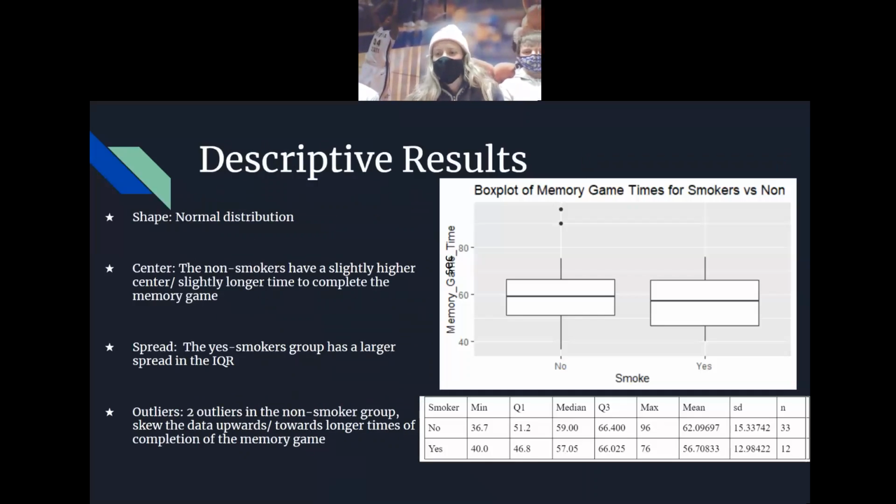All right, let's take a look at our results. We found a side-by-side box plot of memory game time scores using RStudio. The shape here is a normal distribution for both. The center is slightly higher for the non-smokers, showing that they had a slightly longer time to complete the memory game on average. Our spread, the yes smokers group, has a larger spread in the IQR. As far as outliers go, there are two outliers in the non-smoker group, which is skewing the data upwards towards longer times of completion for the memory game.